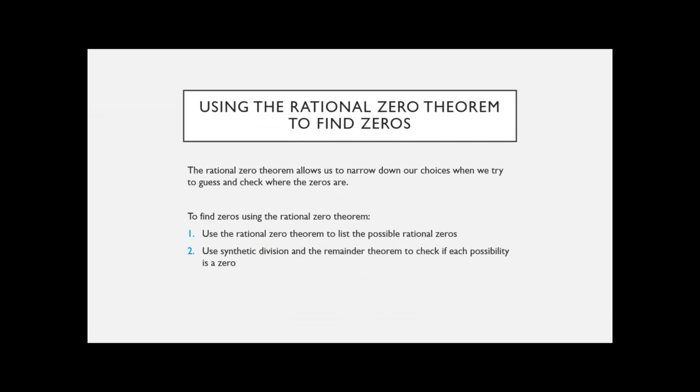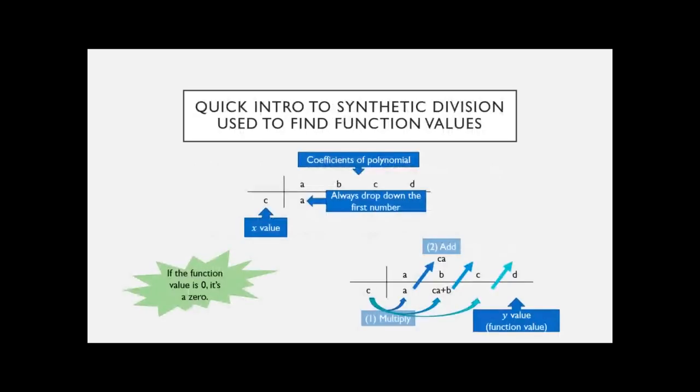And so to find zeros using the rational zero theorem, you first use the theorem to list all of your possibilities. And then you use synthetic division and the remainder theorem to check to see if each possibility is a zero. So if you haven't gone into synthetic division yet, this is how I set it up. The book sets it up much differently than I do.